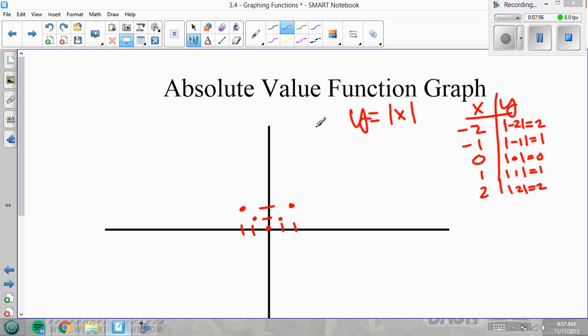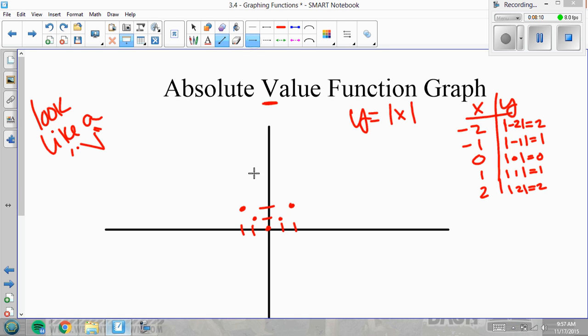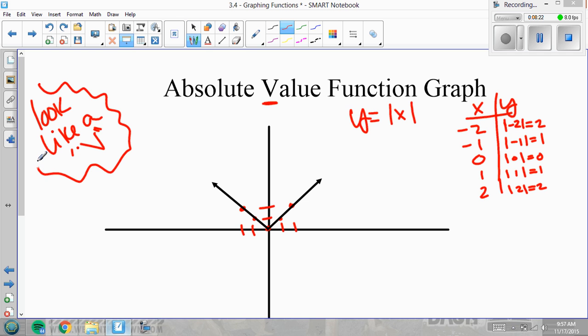Okay, and now if you look at your graph, now it looks more like a V. So absolute value functions, your graphs look like a V. So we're going to have nice straight lines connecting my points. And again, your graph could also open down, but you just want to make sure it always looks like a V. So you want to make sure you're writing on your notes what these graphs look like.